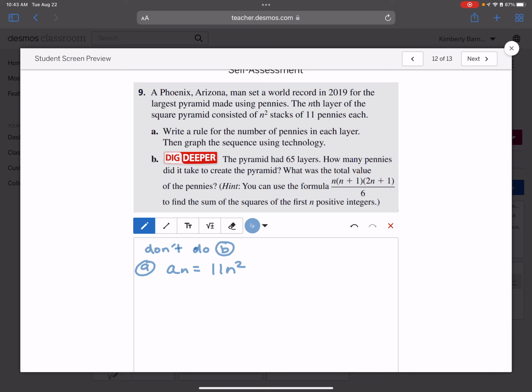Now what your graph is going to do is create a continuous graph, but we know that it's just each whole number. So if we think about it, the first layer will have 11 pennies. The second layer will have 2 squared, which is 4 times 11, so it'll have 44 pennies. Third layer would have 3 squared, 9 times 11 would be 99 pennies. So all of these points would be your points on your graph.